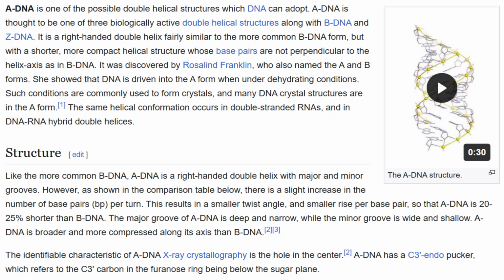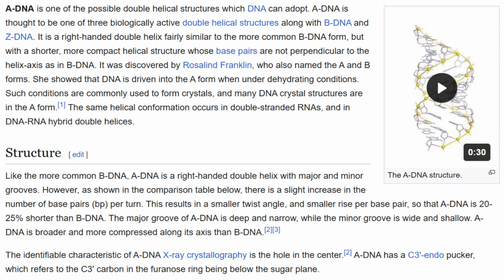A-DNA is one of the possible double helical structures which DNA can adopt. A-DNA is thought to be one of three biologically active double helical structures along with B-DNA and Z-DNA. It is a right-handed double helix fairly similar to the more common B-DNA form, but with a shorter, more compact helical structure whose base pairs are not perpendicular to the helix axis as in B-DNA.